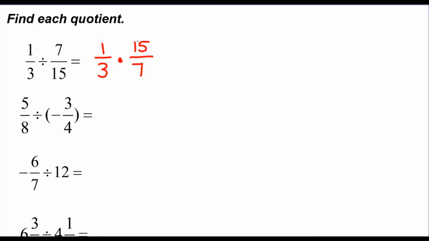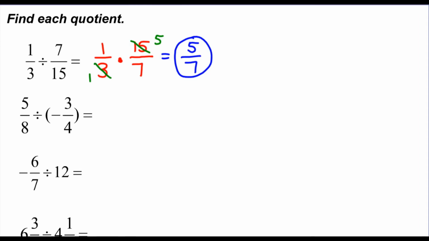And I can do a little bit of simplifying here before I multiply. These are both divisible by 3. 3 divided by 3 is 1, and 15 divided by 3 is 5. And that gives me 5/7, and that is in simplest form. So 1/3 divided by 7/15 is actually 5/7. You can check that on your calculator just to make sure. I'm pretty sure that turns out to be correct.